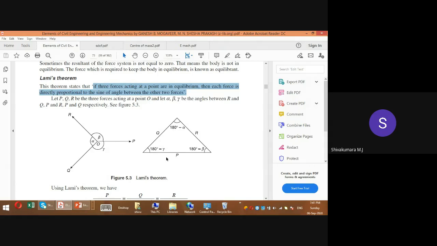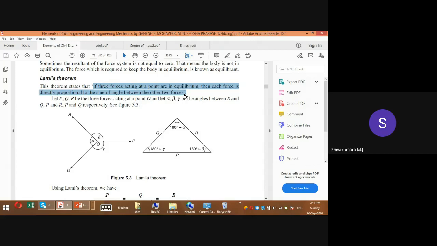Yes, Nitesh. Did you go through this? Can you explain? So when three forces are acting at a point, if it is in equilibrium, then each force will be proportional to the sine of the angle between the other two forces.